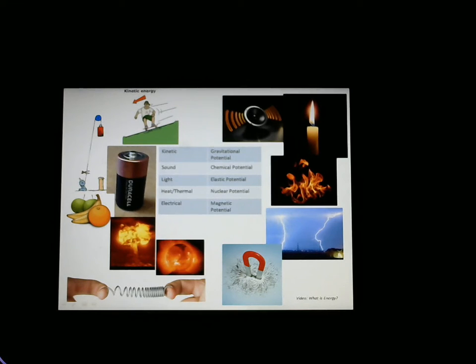Magnetic potential is about the one that you don't see much of in your day-to-day life. You would use it, anything that produces its own electricity through a generator generally has some magnets involved in it, but they're not things that you really notice very much.